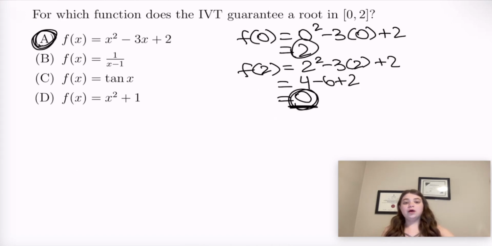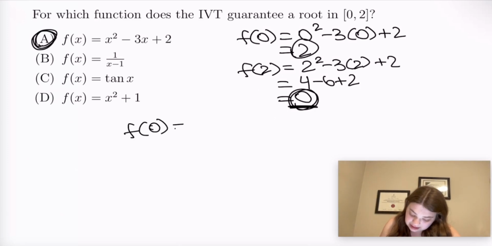Now, what about 1 over x minus 1? I know we already found the answer, but let's show why the other ones are not correct. Well, if we did f of 0 here, we would get 1 over negative 1, which is negative 1.